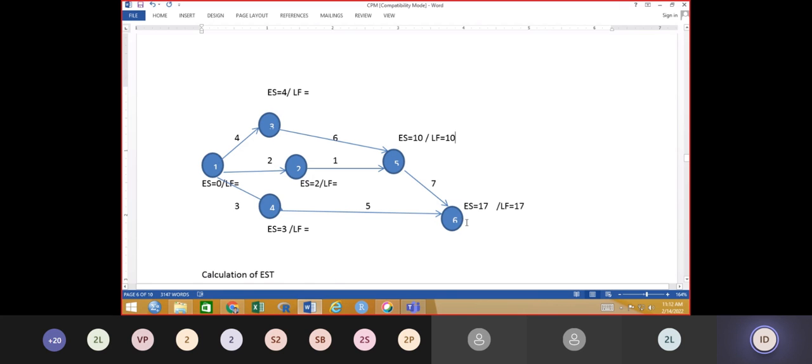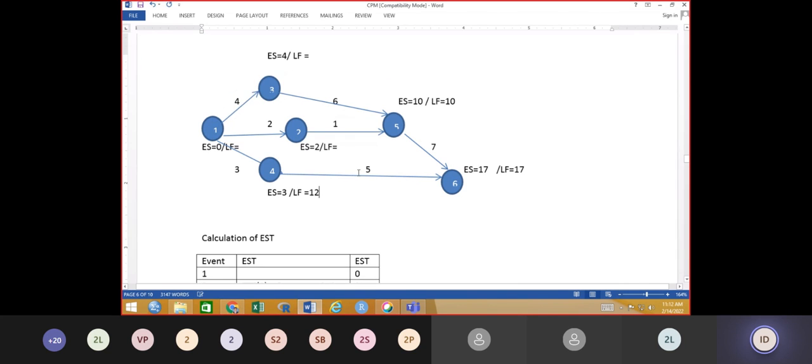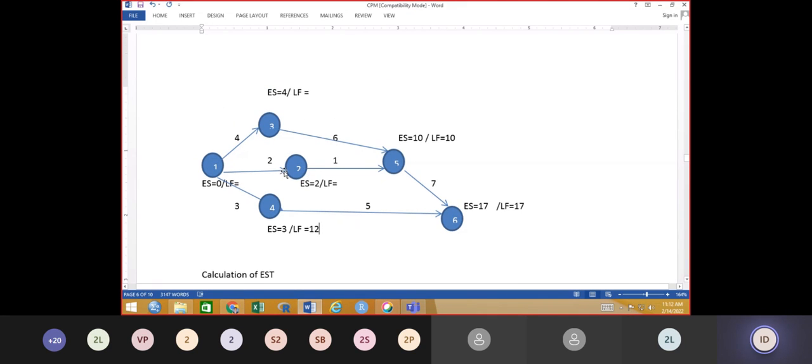Similarly here, for the 4 to 6 activity, the latest finish time is 17, so 17 minus this duration, that is how much? 12. Now again similarly here for the 1 to 2 activity, what is the latest finish time? The latest finish time for this particular activity is 10, so 10 minus 1 will be how much? 9.